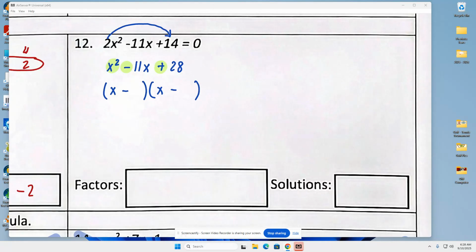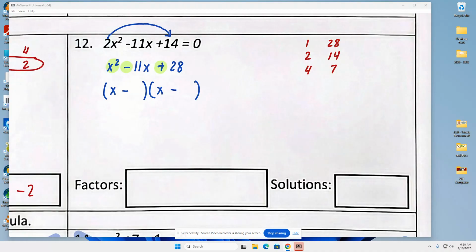And here are all my factors of 28. We got 1 and 28. We got 2 and 14. 3 doesn't work. We got 4 and 7. 5 doesn't work. 6 didn't work. And we just did this one earlier as far as the factors go. But here's where it's different.